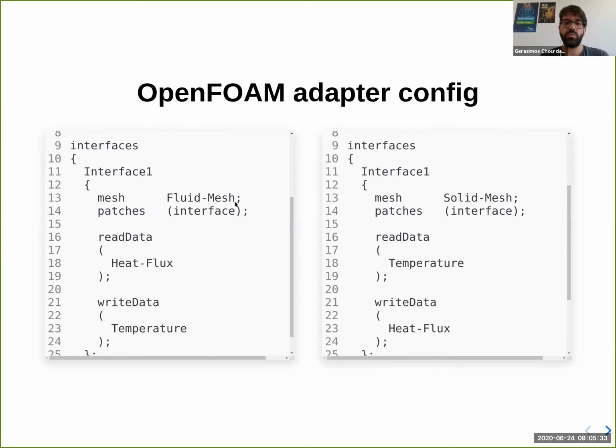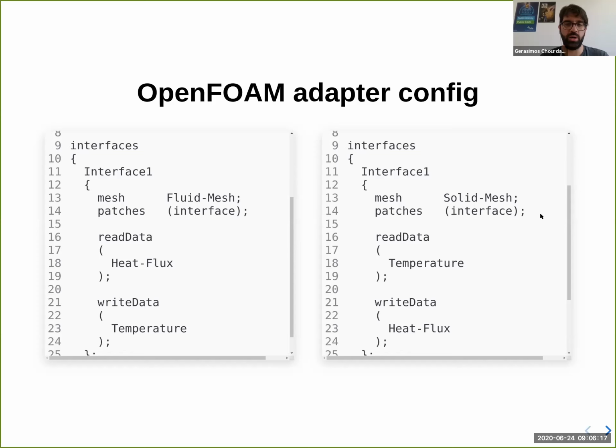Then we define an interface, a coupling interface, in both participants. In the fluid participant, we say that our interface uses the fluid mesh of preCICE and associates it with the interface patch of OpenFOAM. Then on this patch, we want to read heat flux and we want to write temperature. We see the reverse situation in the solid, where we read temperature and write heat flux. And we do this, of course, on the solid mesh, on, again, a patch that happens to be named interface.